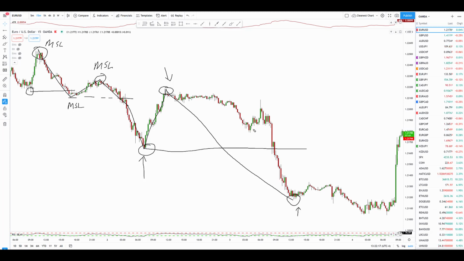I know a lot of you probably said this was a major swing level, but we don't have a break of our previous major swing level right over here. So with that being the case, there's no way that we can count this as a major swing level. So this would be the way we would draw out this trend.